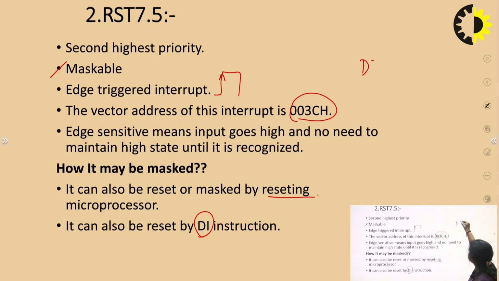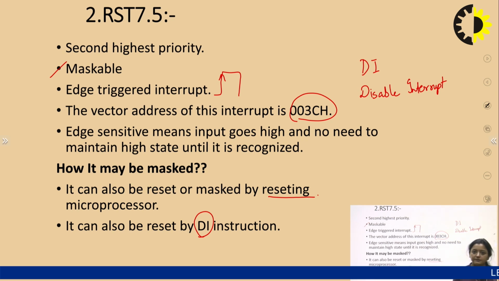DI instruction is disable interrupt. So there are two ways by which you can mask or disable RST 7.5. Either you reset your microprocessor or you use the disable interrupt, DI command.